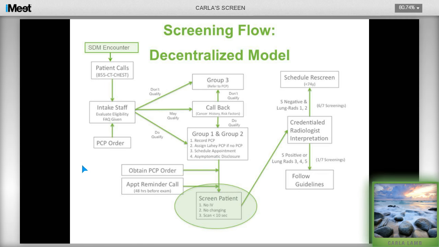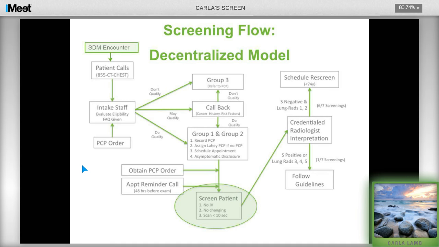Now, if we look here at the intake staff, again, these are intake staff that have been trained. They've been given a verbal and written script, and they're given information to guide the patient. Off the bat, you can often identify if a patient is going to qualify just based on their age. The criteria are quite simple.